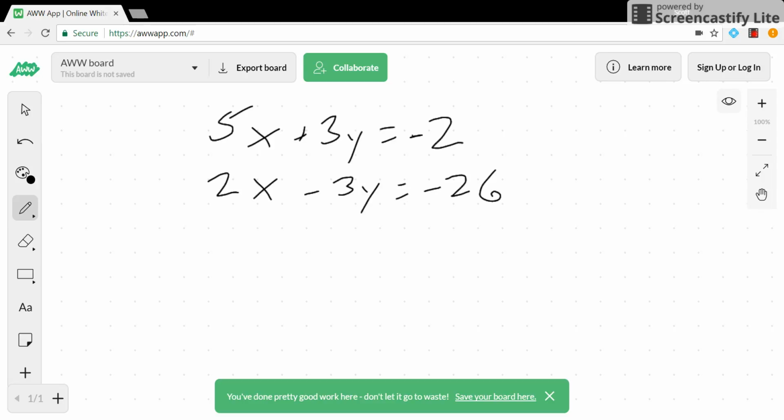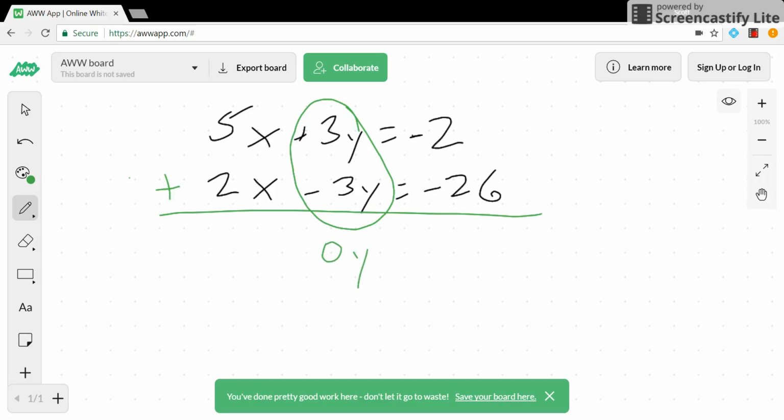This time, if you notice 5x and 2x, I can't just add or subtract them and they're gone. But I do have a 3y and a negative 3y. So remember, I'm trying to eliminate one of the variables. So it might help by adding the two equations together. If I do that, the 3y and the negative 3y get eliminated to a 0y. That's great. Remember, the step here is adding to cancel out the y's.